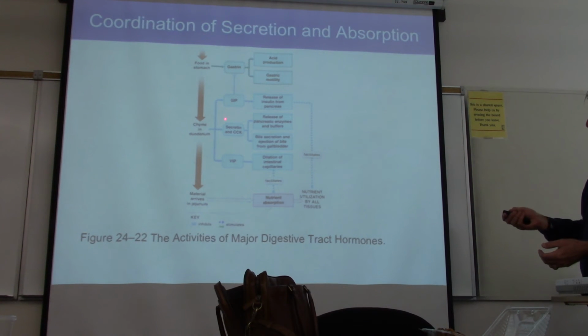Anyway, gastrin and GIP and secretin and CCK and VIP, there they all are. I think the most important ones for you guys are gastrin, secretin, CCK. This tells you what they do. All of these things are leading to one thing, and that's to help us absorb all the nutrients out of our food.